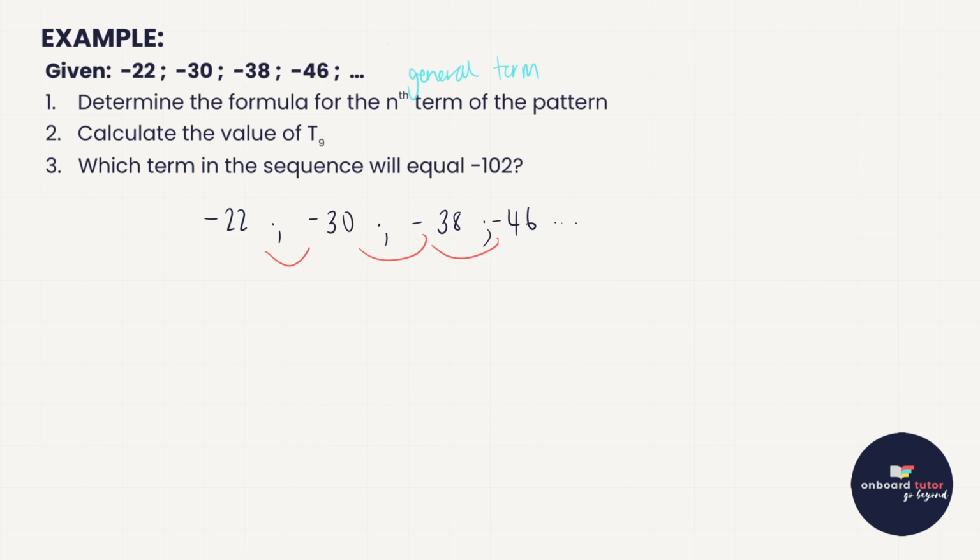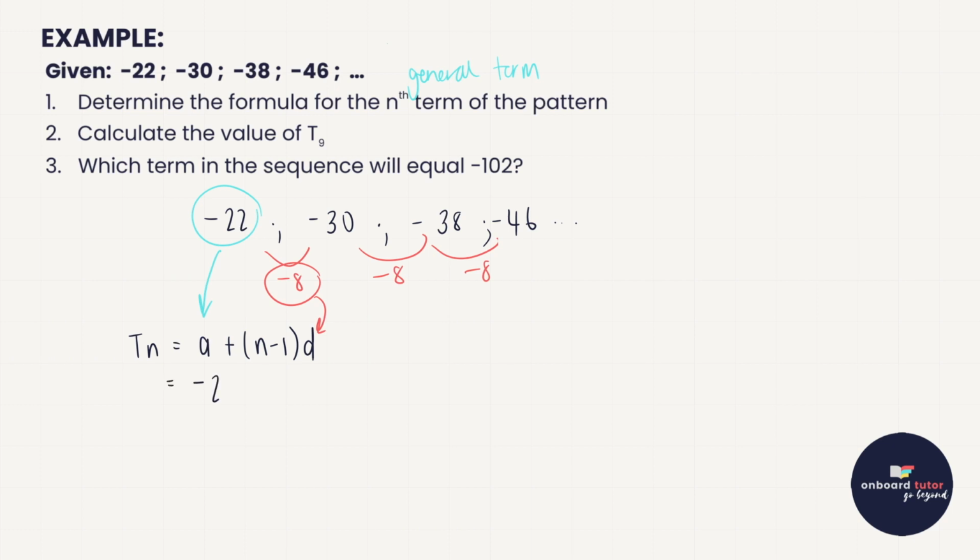So to get from minus 22 to minus 30, we subtract 8. And what you'll notice is that we are doing the same thing from term to term. So we have a constant difference here of minus 8. Now that we have that, we are ready to substitute into the equation. Tn is equal to a plus n minus 1 multiplied by d. Remember that a represents your first value and d the constant difference.